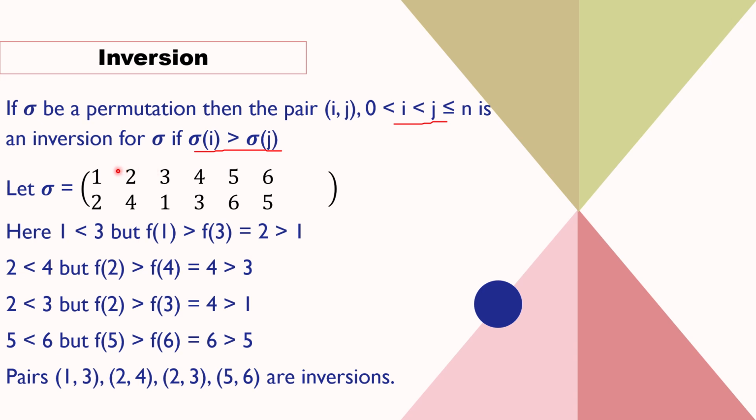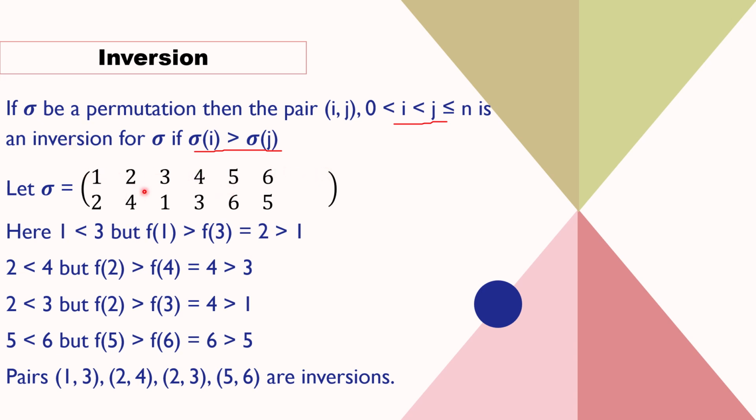So this is what's written here. 1 is less than 3, but f of 1, the image of 1, is greater than the image of 3, that is 2 is greater than 1. Therefore, the pair 1 and 3 is an inversion. Similarly, you check for 1 and 4. 1 is less than 4, but the image of 1 is also less than the image of 4. Therefore, 1 and 4 cannot be an inversion. 1 and 5, again same case. 1 and 6, again same case.